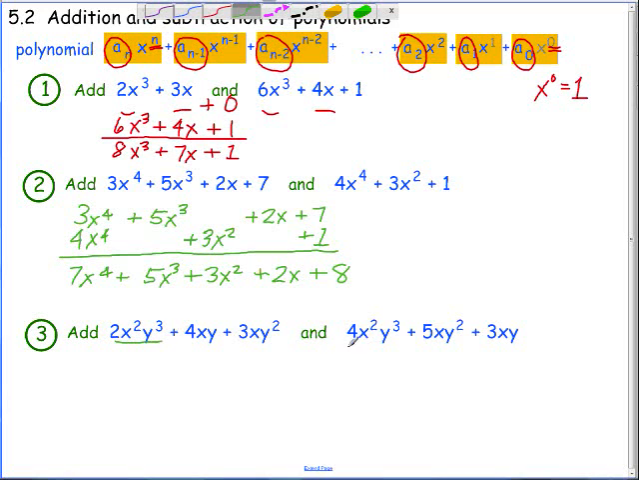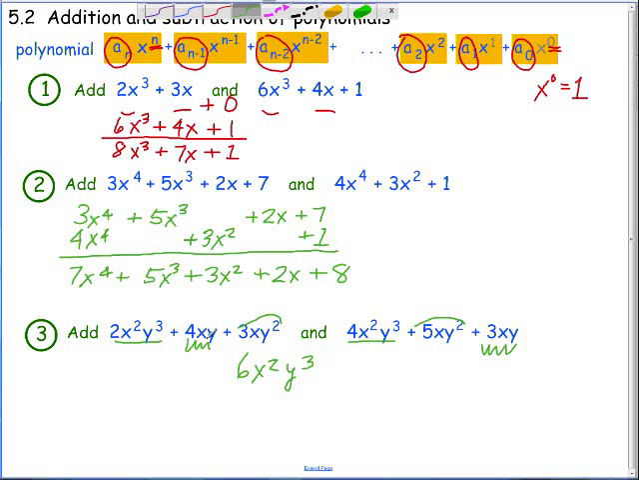This is a match. This is a match. This is a match. And this is a match. And then these two are a match. I'm not going to line these up this time just to save a little time, but I'm going to say I've got 2 and 4. I add those up, I get 6 x squared y cubed.